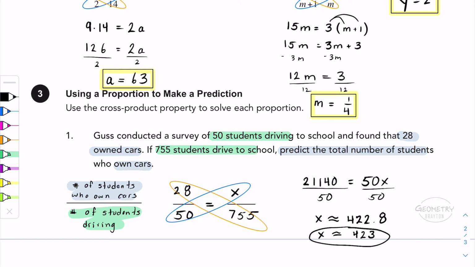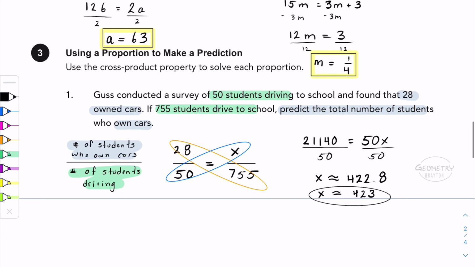And then from there, I can just make a statement that says of the 755 students who drive to school, approximately 423 of them own their car.